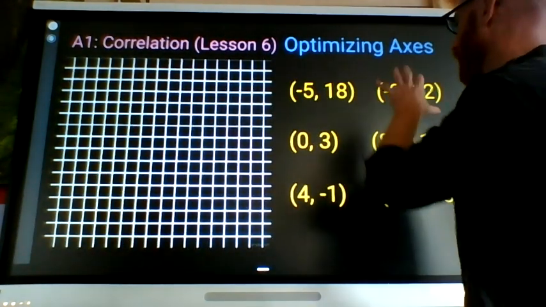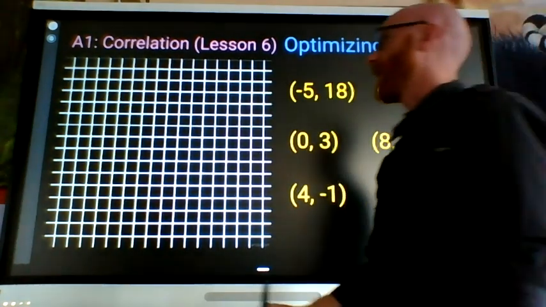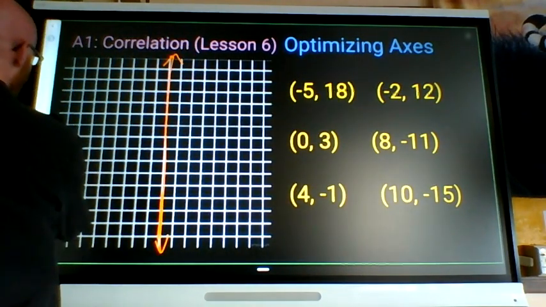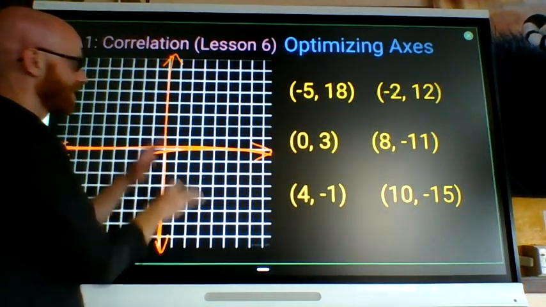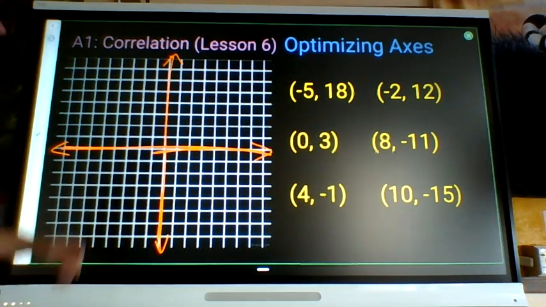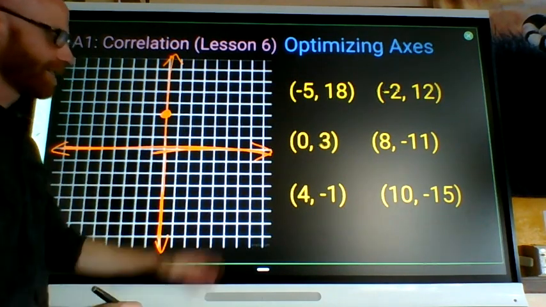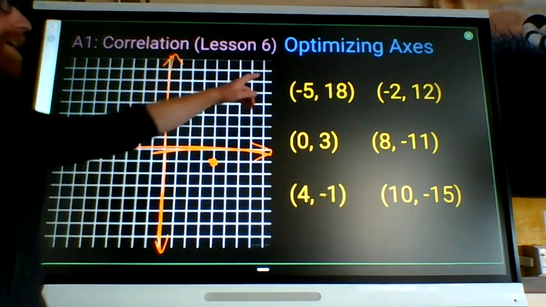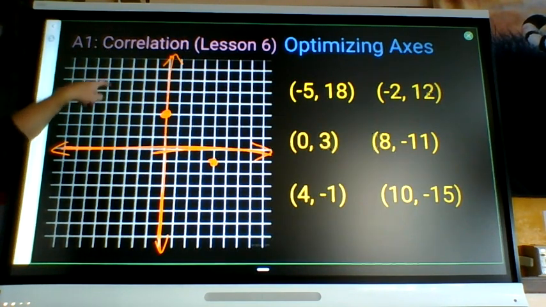Optimizing axes when you've got scattered data that you have to fit onto here. The problem is if I just put my x and my y axis in central locations with no thought as to the data that I want to put on here: 0, 3, all good. 4, -1, all good. But what about this -5, 18? I can go backwards 5, but I don't have 18 squares to go up. All right, so I'm going to need to rethink.